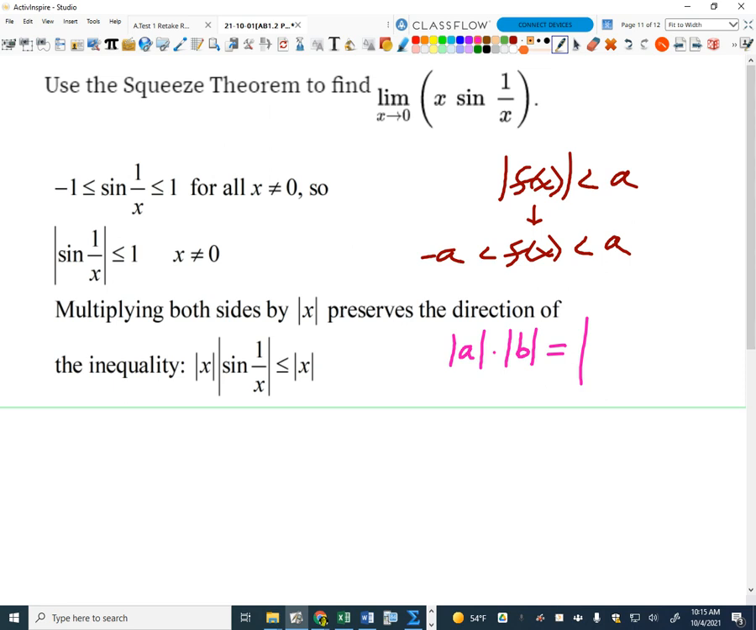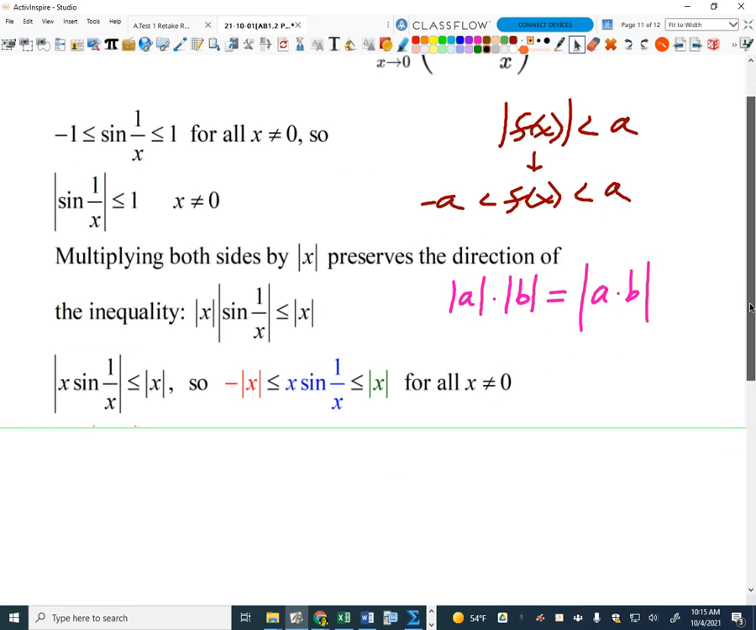A times b, right? Everybody agree? It doesn't matter what the signs of either one of these things are individually, because the absolute value is going to make it positive anyway, just like they're individually made positive here. And positive times positive is positive, okay?